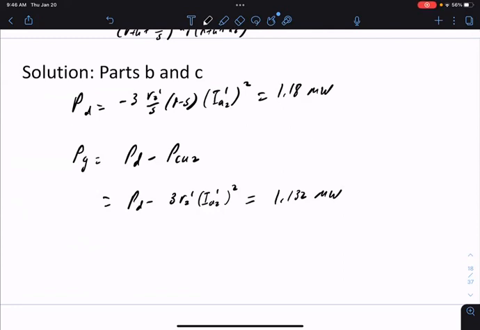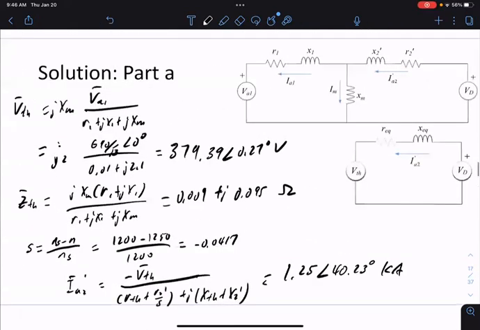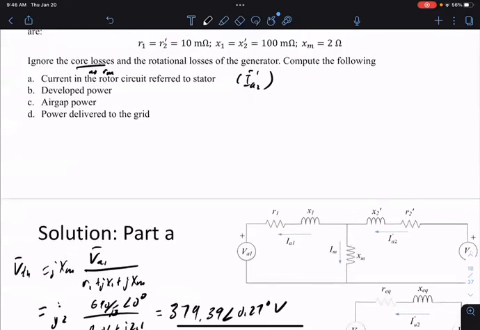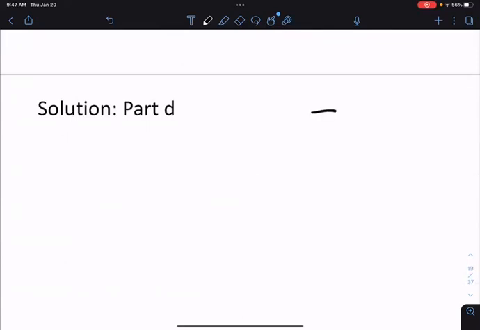Then part D. Next we found the air gap power, and now we want to find the power delivered to the grid. To find the power delivered to the grid, this can be slightly tricky. Part D is a slightly tricky part. The reason is that now we have to go back to the original circuit. We can't just use the Thevenin equivalent anymore.